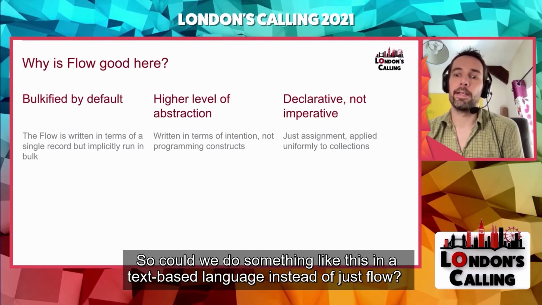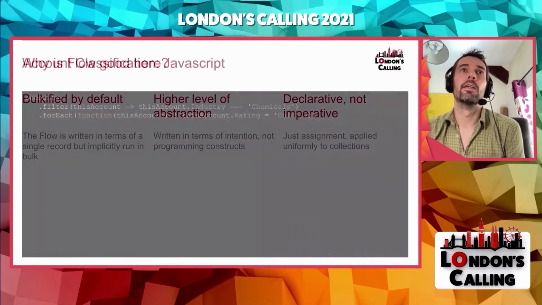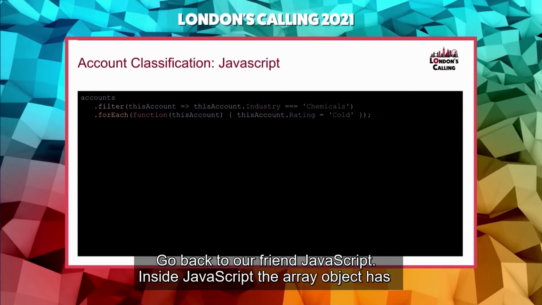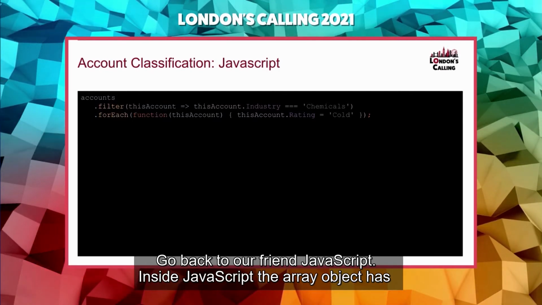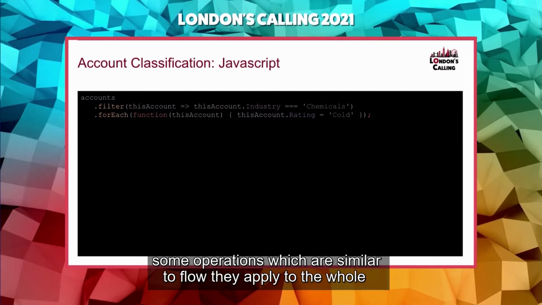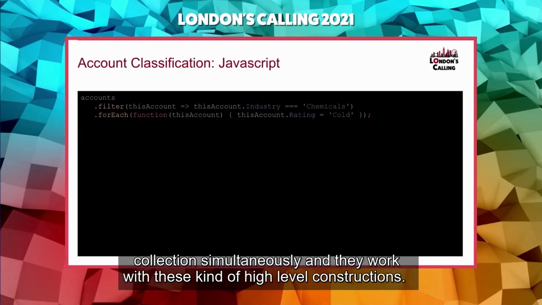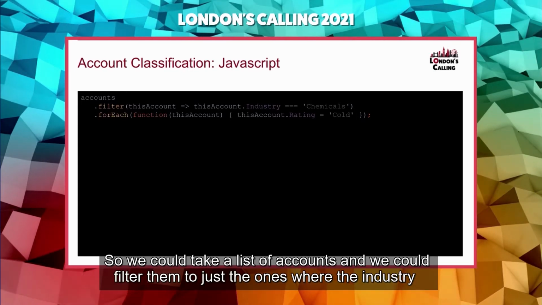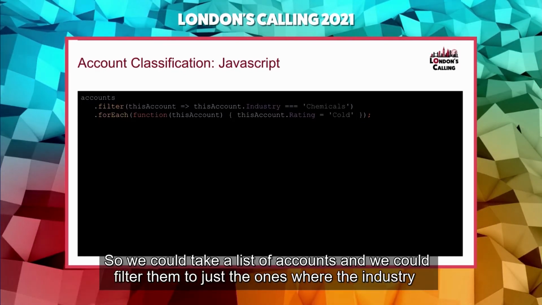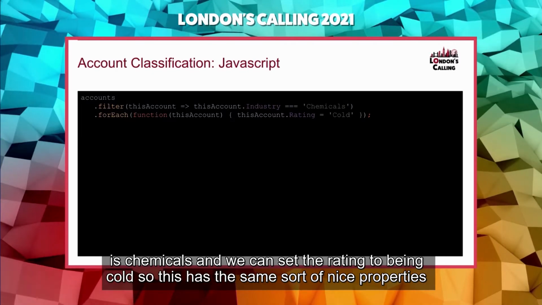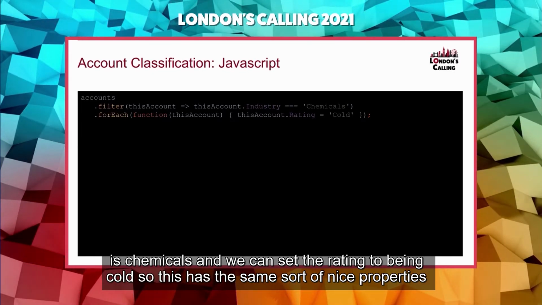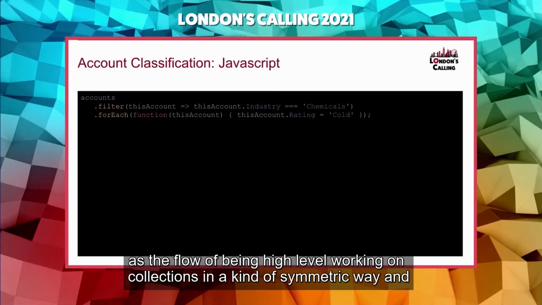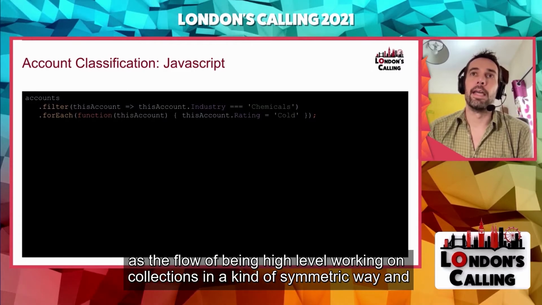So could we do something like this in a text-based language instead of just Flow? Go back to our friend JavaScript. Inside JavaScript, the array object has some operations which are similar to Flow. They apply to the whole collection simultaneously, and they work with these kind of high-level constructions. So we could take a list of accounts and we could filter them to just the ones where the industry is chemicals, and we can set the rating to being cold. So this has the same sort of nice properties as the Flow of being high level, working on collections in a kind of symmetric way.